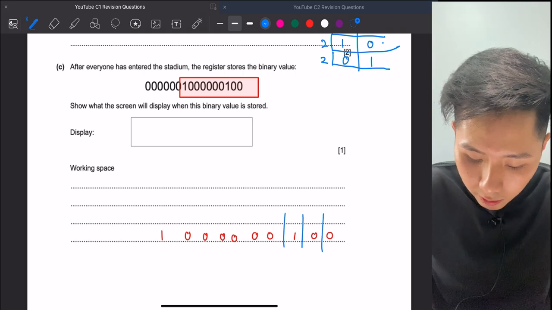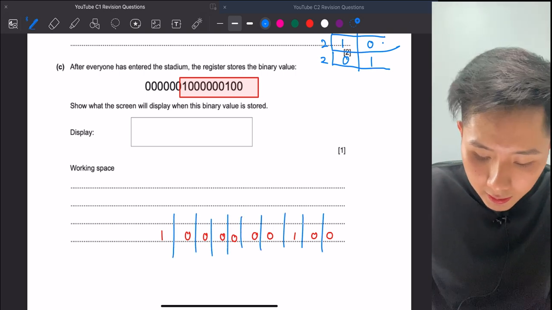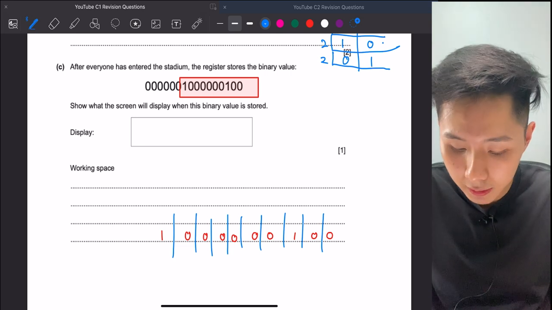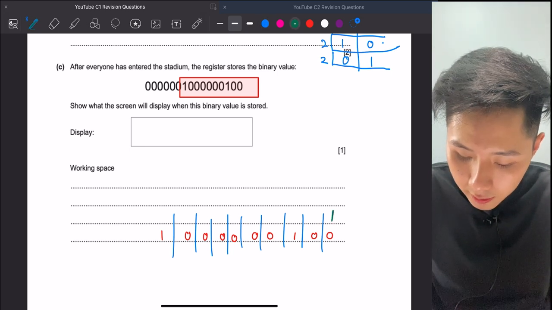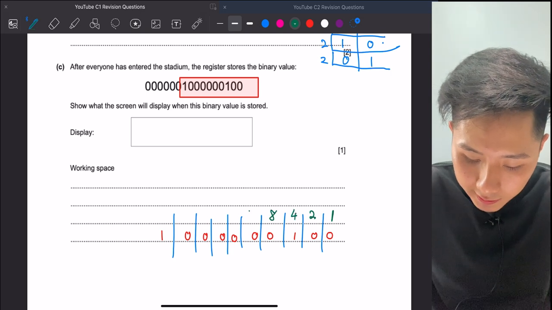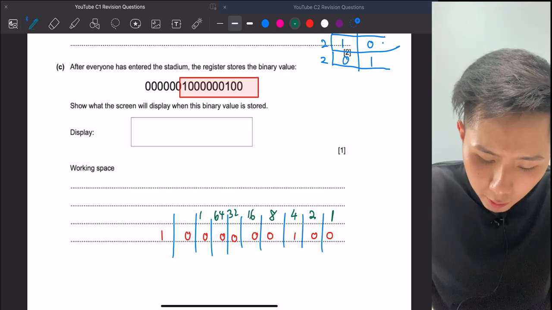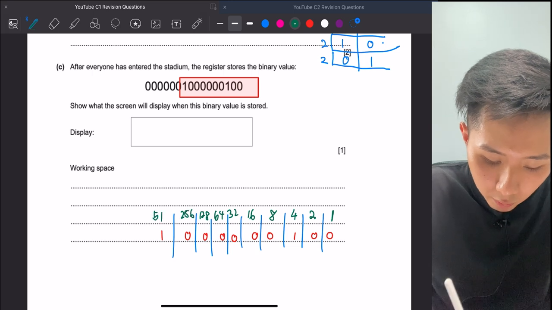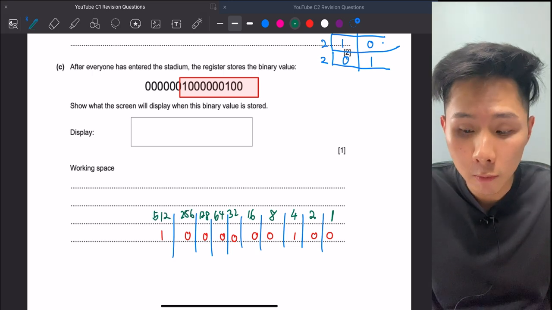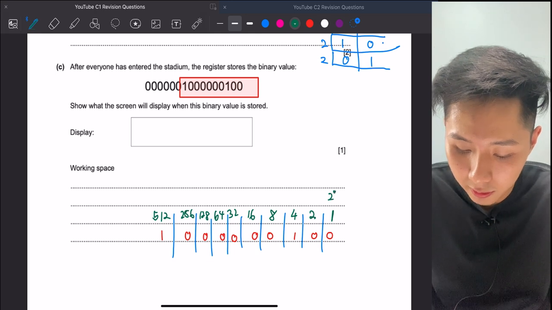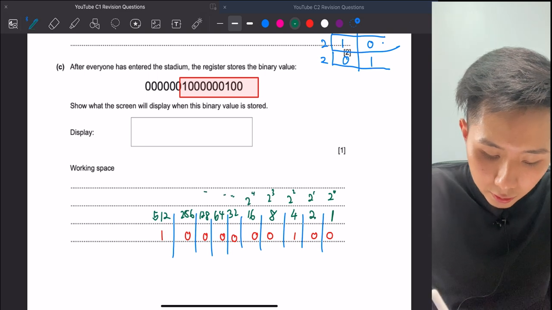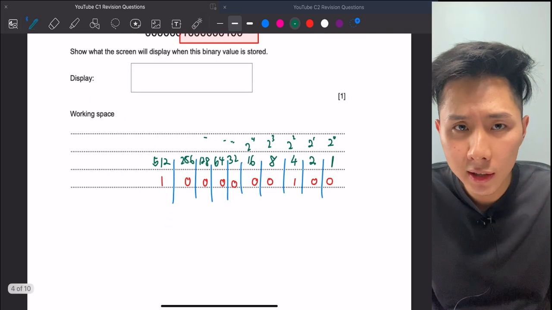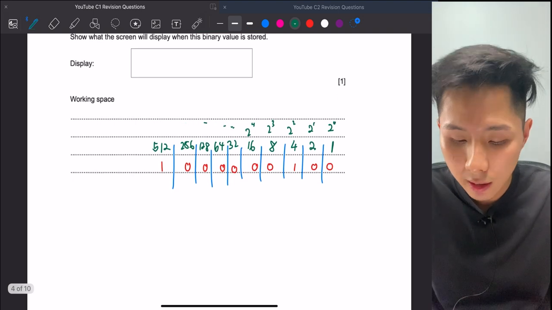So I'm going to draw some columns. We need to know the place value for each digit. For a binary system, the base value starts from 1, followed by 2, 4, 8, 16, 32, 64, 128, 256, and 512. Just in case you are wondering what these values are, 1 here basically stands for 2 power of 0, 2 power of 1, 2 power of 2, 2 power of 3, 2 power of 4, back until the end. Because calculator is not allowed, it's good that you know how to construct this on your own.